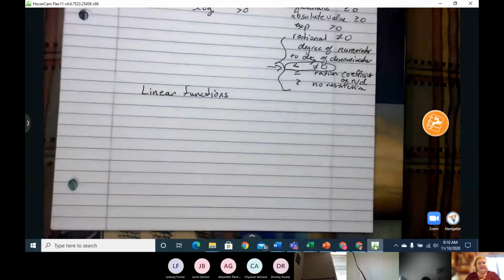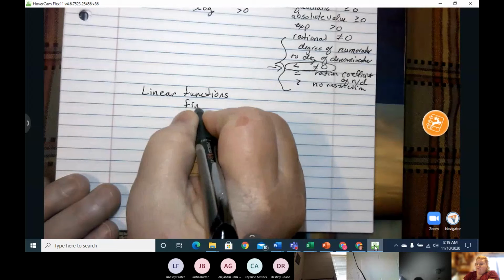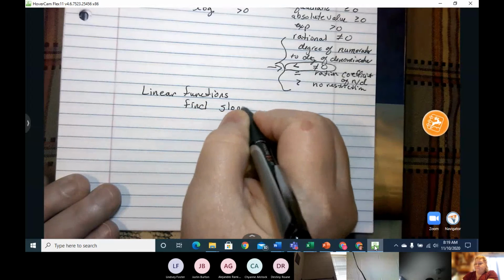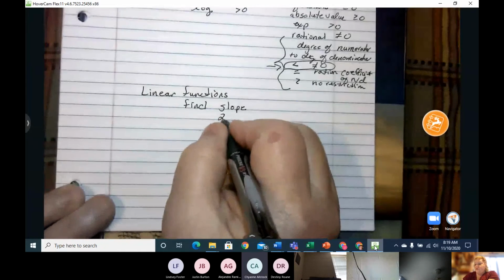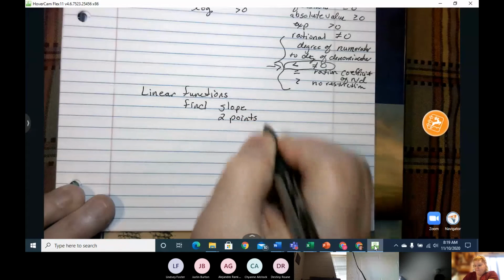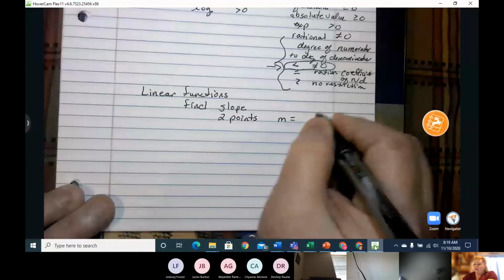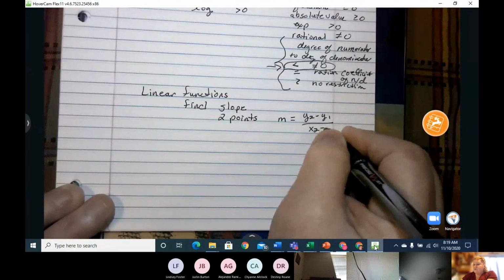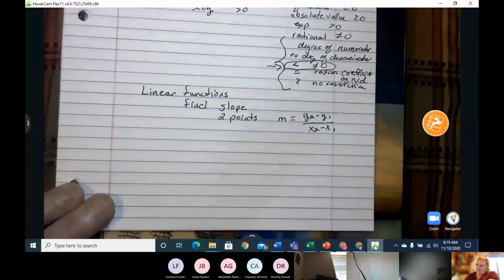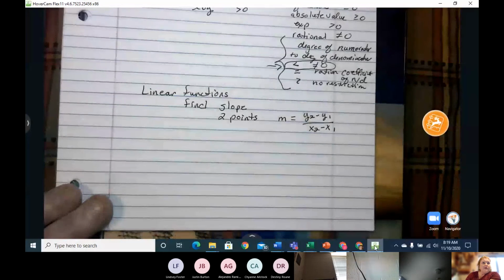So what do you need to be able to do with the linear function? You need to be able to find slope. Well, there's lots of ways to find slope. You find slope from 2 points. If you're going to find slope from 2 points, that means you need to know that formula, y sub 2 minus y sub 1 over x sub 2 minus x sub 1. So that is a formula you need to know. You either need to know it, memorize, or you need to have it written down so that you know where to go to look for it.